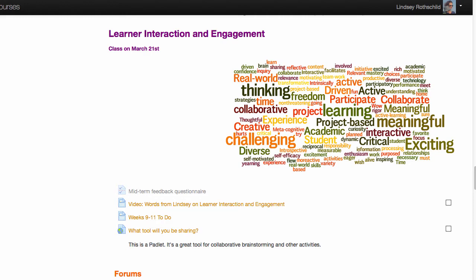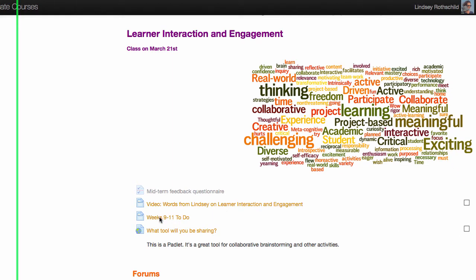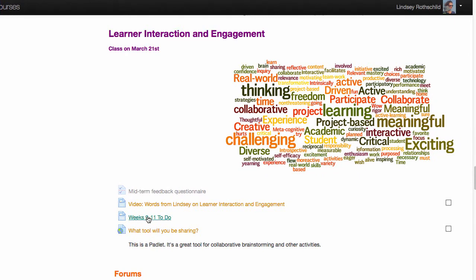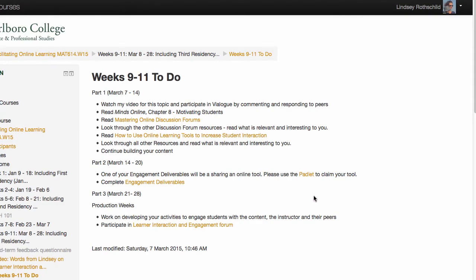Okay, so that brings us to this section, learner interaction engagement, which we're going to be focusing on for the next few weeks. I find this section really exciting. It's my favorite one. Let's go into the to-do list. Here you have how it's broken down into the 3 weeks. This week there's going to be a lot of reading, and the only thing you're actually doing is participating in this vlog. Next week, you're going to be creating 2 engagement deliverables for me, and the information about that is here.